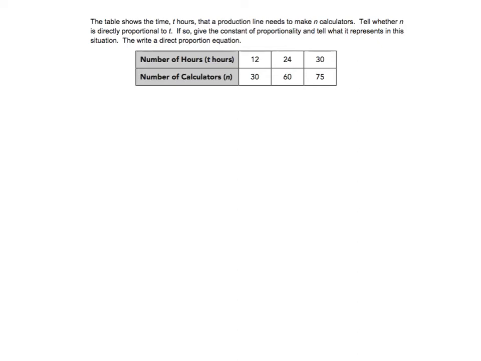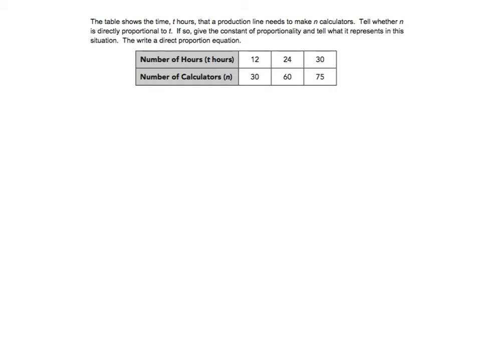All right, so let's get into some direct proportion word problems. This one shows a table, and it's showing the number of hours that a factory works, or production line, and how many calculators they produce. For example, when the production line is working for 12 hours, those workers can make 30 calculators. In 24 hours, they can make 60, and in 30 hours, they can create 75.